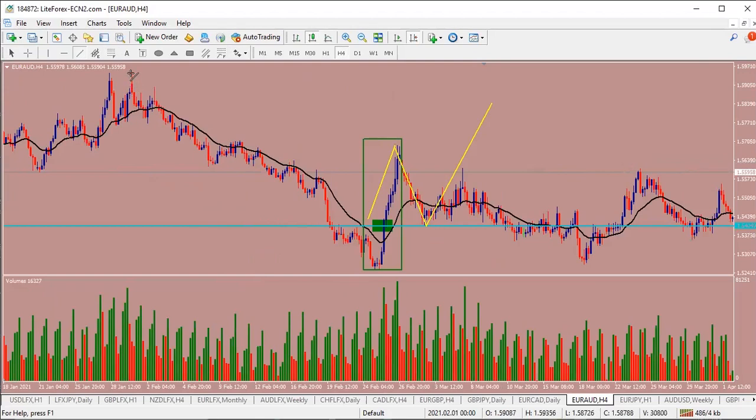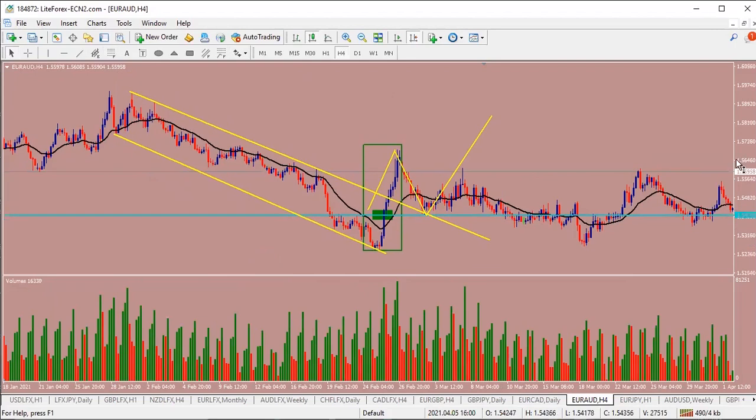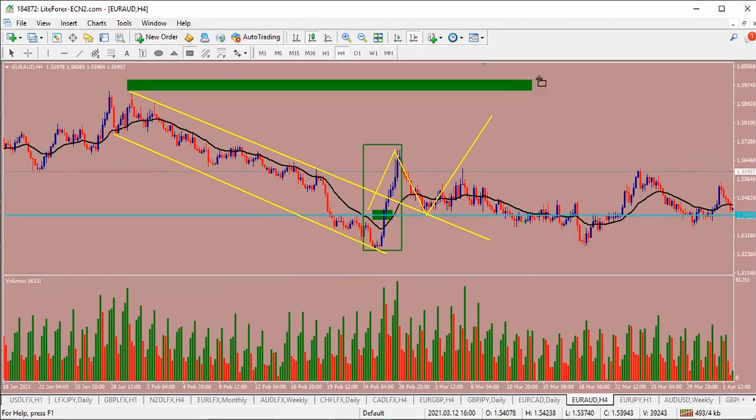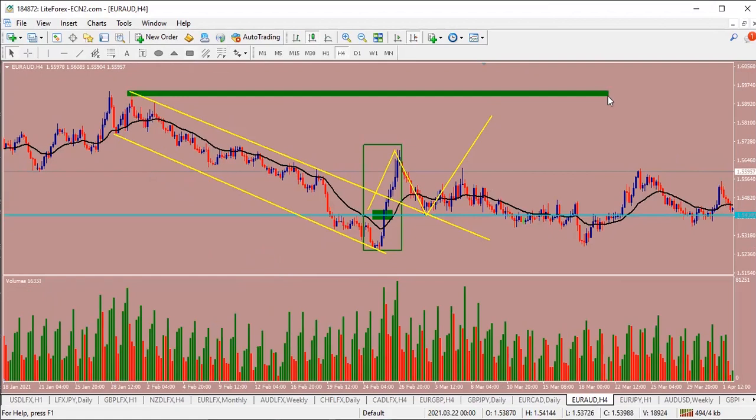Or they will come here and draw a trend line like this. Then they will tell you we have a pure trend line breakout. Then we should buy, right? And their target is to be here. But something happened. What happened?